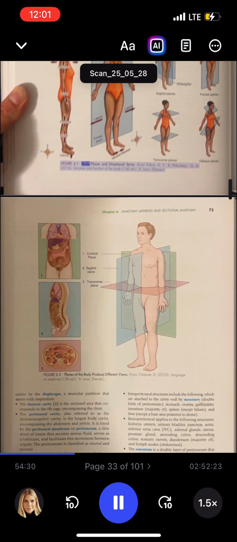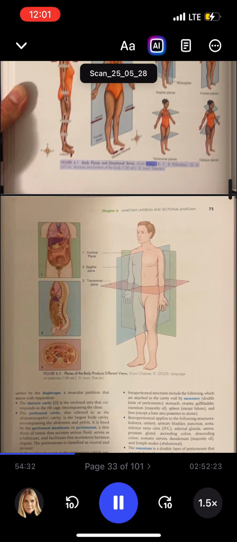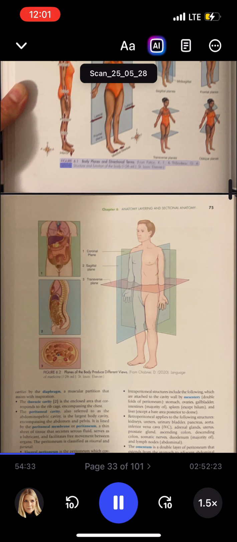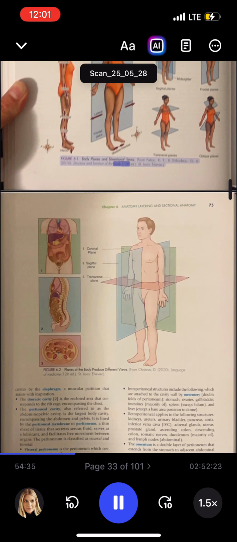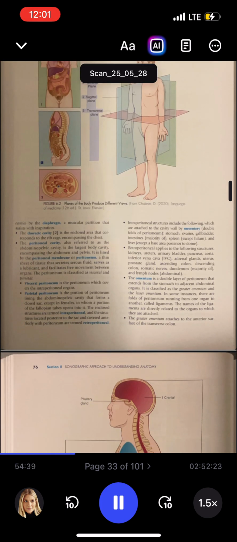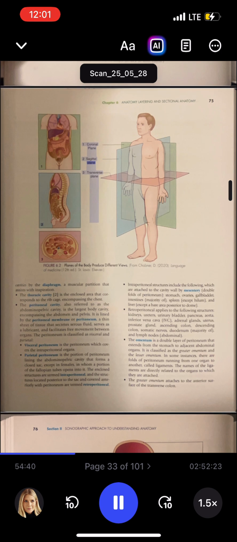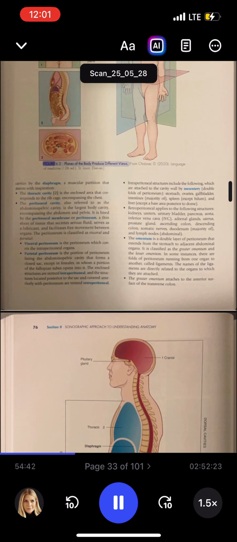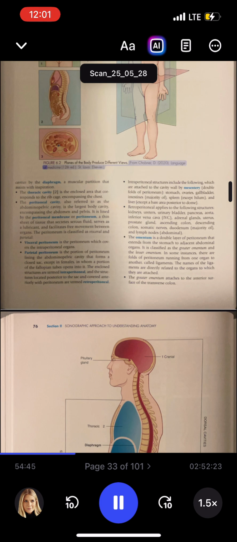Figure 6.1 Body planes and directional terms. 1, coronal plane. 2, sagittal plane. 3, transverse plane. Figure 6.2 Planes of the body produce different views. From Chabner D. 2020. Language of Medicine, 12th ed.